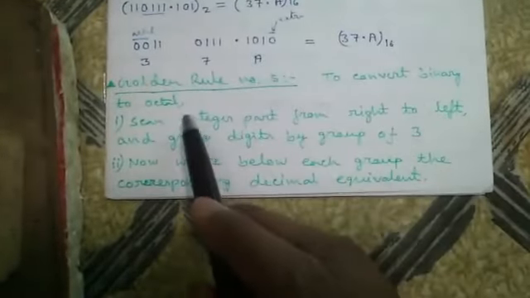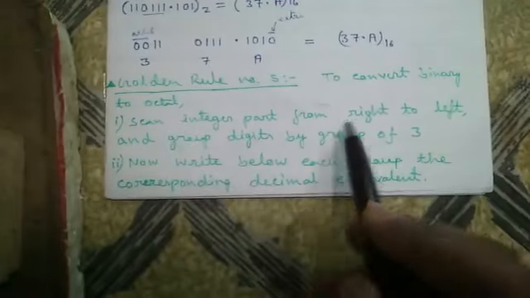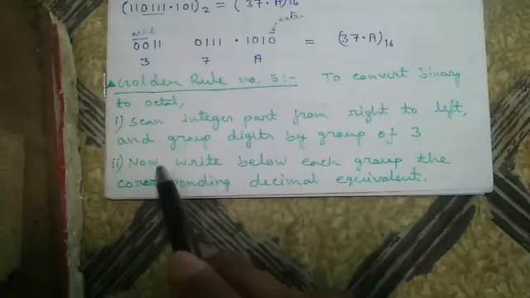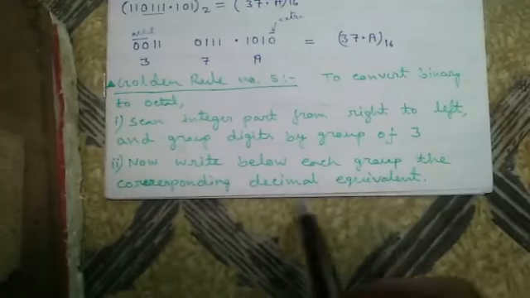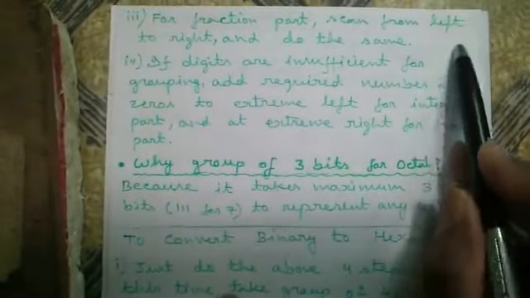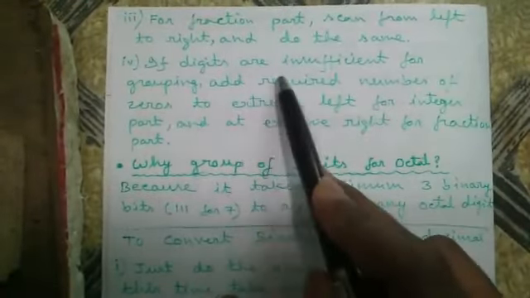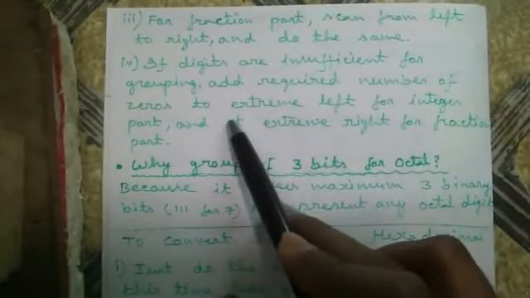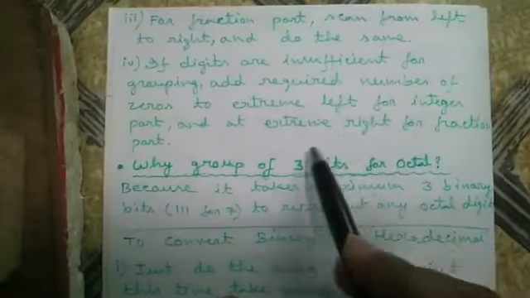Golden rule number 5. To convert binary to octal, scan the integer part from right to left and group in groups of 3. Now write below each group the corresponding decimal equivalent. For the fraction part, scan from left to right and do the same. If digits are insufficient for grouping, add the required number of zeros at the extreme left for the integer part and at the extreme right for the fraction part.